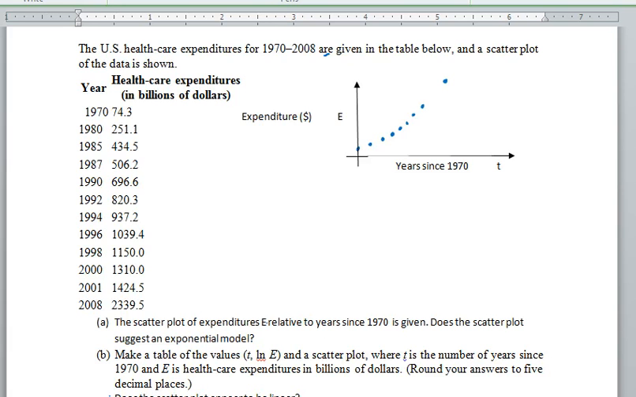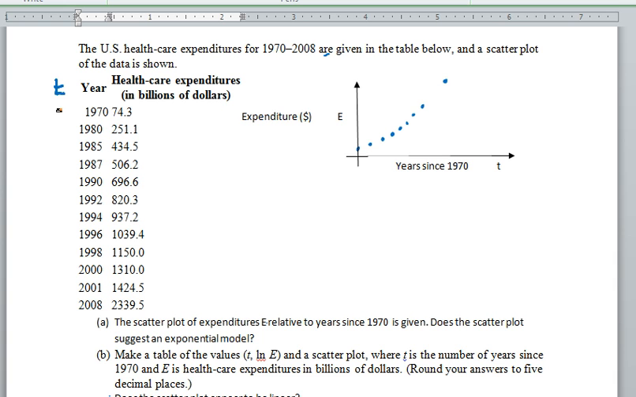The U.S. healthcare expenditures for 1970 through 2008 are shown in the table, and a scatter plot of the data is also shown on the right. Notice in the scatter plot that the horizontal axis is the years since 1970. And so we're going to add another column to the table to represent T, the years since 1970.